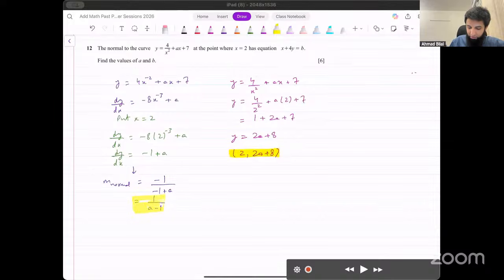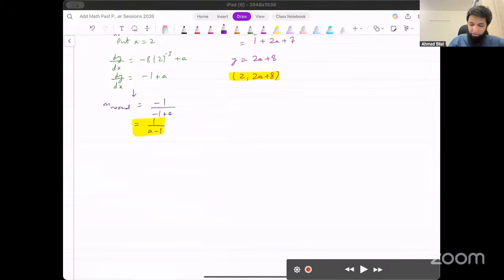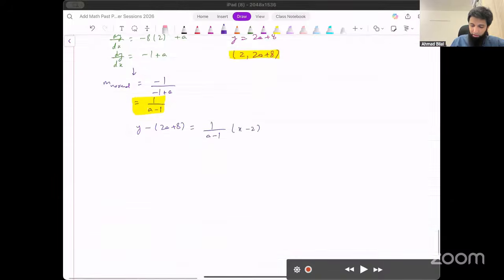We can write down the equation of the normal now. What does that turn out to be? Equation of the normal. Let's write that down. y minus y1, that means y minus 2a plus 8 equals m, which is 1 over a minus 1, into x minus x1. That will be x minus 2.